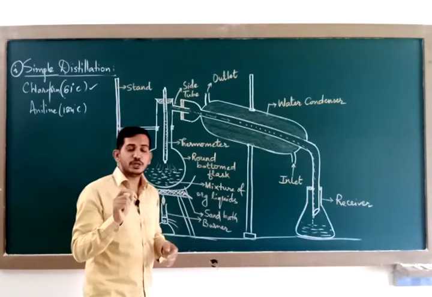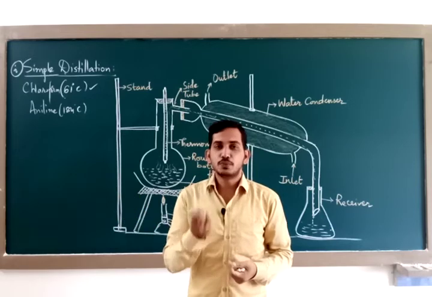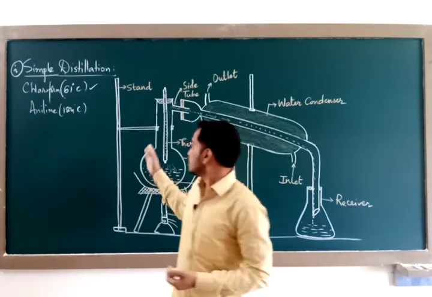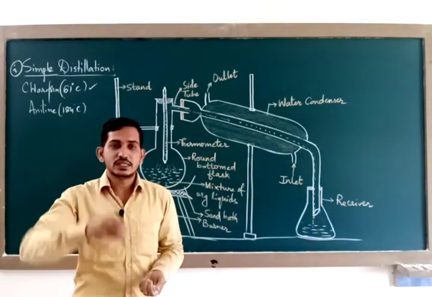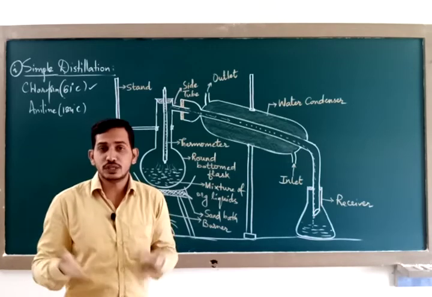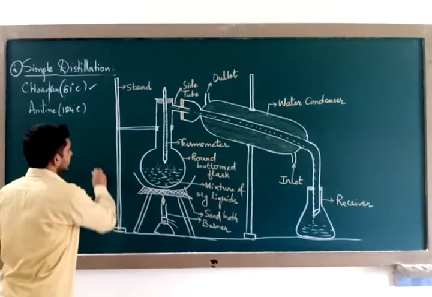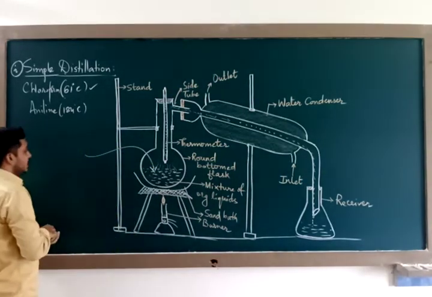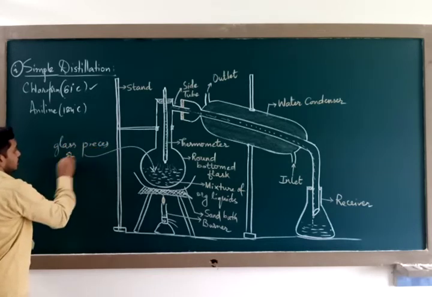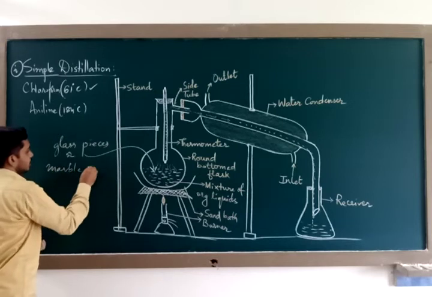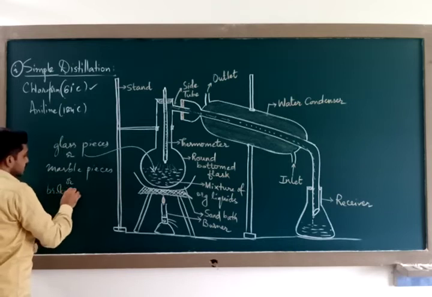Along with this, there is one precaution that you need to take. Many a time when the liquid is being heated, it begins to bump because there is no air space inside. It is as good as a pressure cooker. So many liquids start bumping. They begin to jump inside the round bottomed flask. So to avoid bumping, you can add a few glass pieces or marble pieces, or you can add broken porcelain pieces.